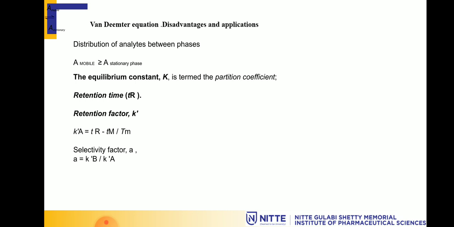In order to get the selectivity factor, what we do is divide the retention time of the two samples which are there in the mixture. So it is the retention time of sample B divided by the retention time of sample A. When calculating the selectivity factor, it will let you know which elutes fast, right?